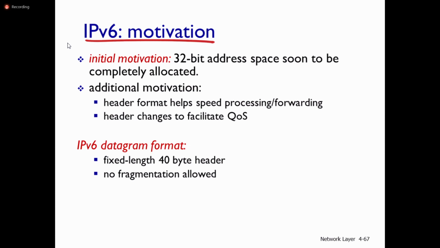The last one in this topic is IPv6. The motivation for IPv6 is that the IPv4 address is only 32 bits, and the 32-bit IP address space is soon to be completely allocated. So we have to look for another, larger addressing mechanism. That's why we are going for IPv6. The additional motivation is that the header format helps speed processing and forwarding, and header changes facilitate QoS.